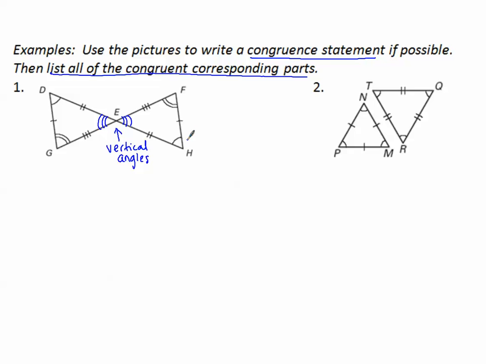So therefore, I can write a congruent statement. I will say triangle DEG. It doesn't really matter how we start, but we have to be careful how we finish. D is a 1 slash angle, so it matches up with the H. E is a 3 slash angle, so it matches up with the E. And G is a 2 slash angle, so it matches up with the F. And there's my congruent statement.